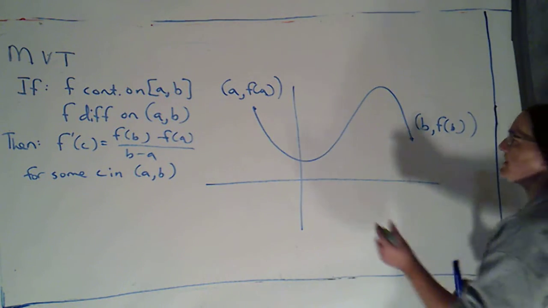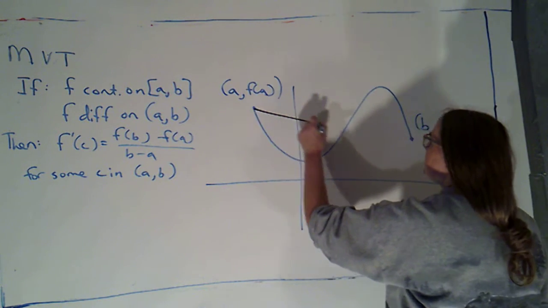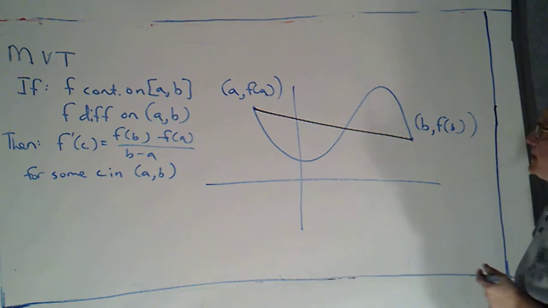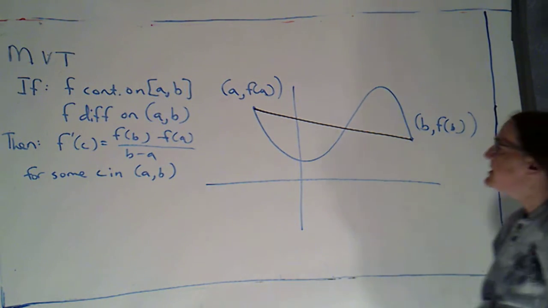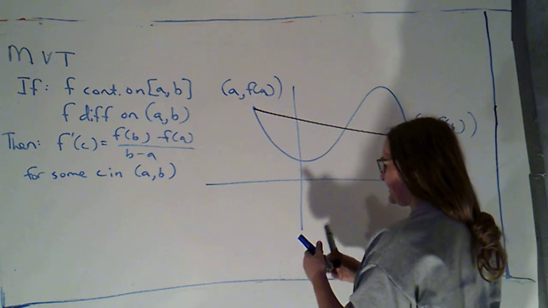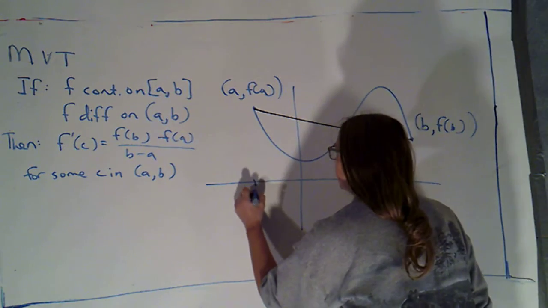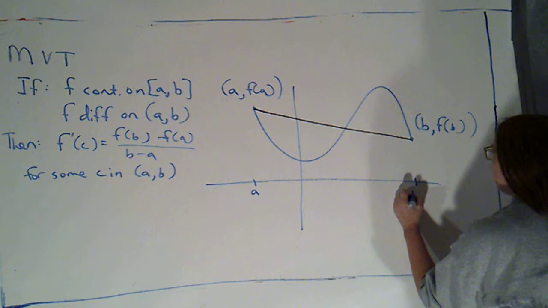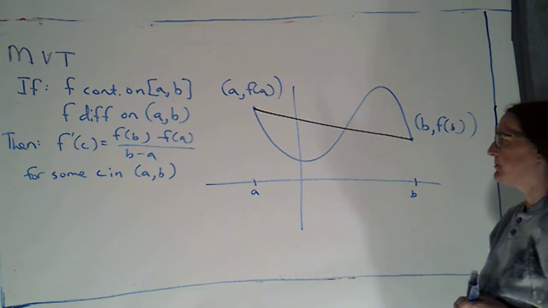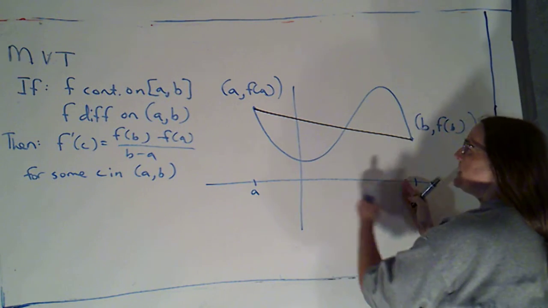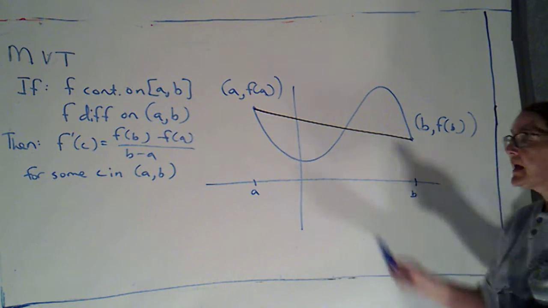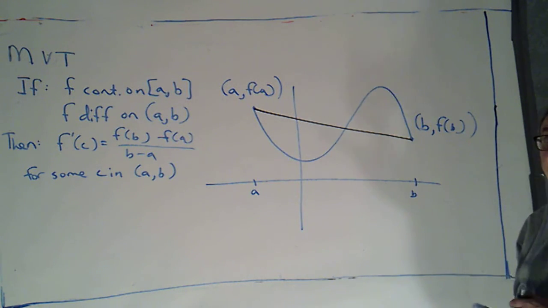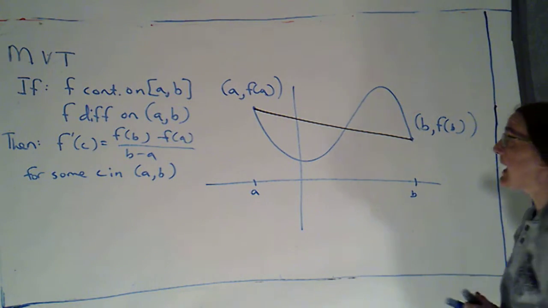So what the theorem says is this: if I draw in the secant line, okay, you can see there's the slope of the secant line. There's got to be some place, at least one place. Now, the theorem doesn't say only one place. The theorem says at least one place in between a and b where the tangent line is parallel to the secant line. Now, what I'm going to do is just do a graphical inspection to see where that happens.